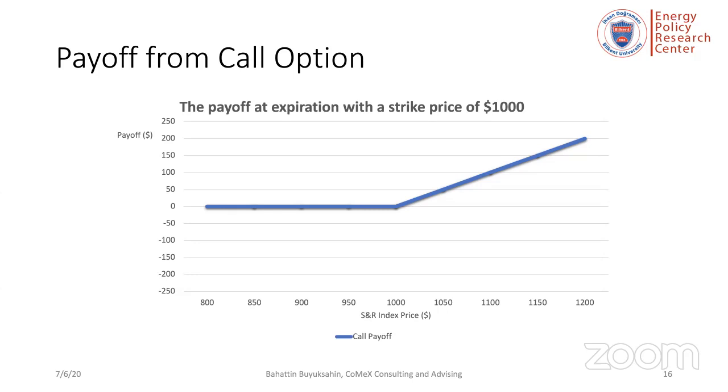It is better to buy the index at a price in the marketplace. However, the payoff is positive and increasing above the strike price of $1,000, since the option buyer exercises the right to buy the asset, since the strike price is below the current market price.